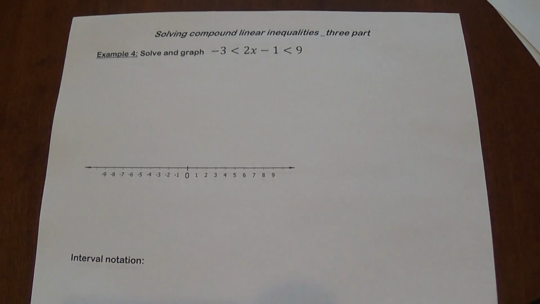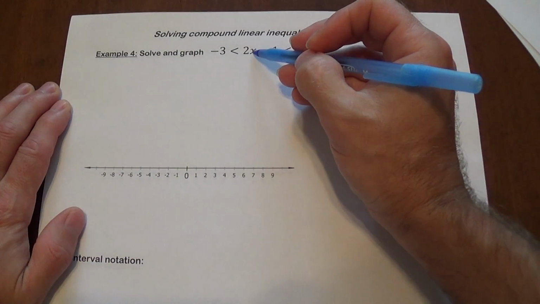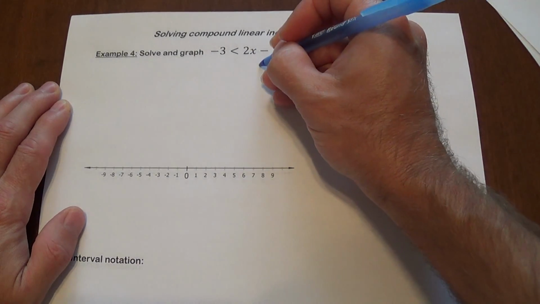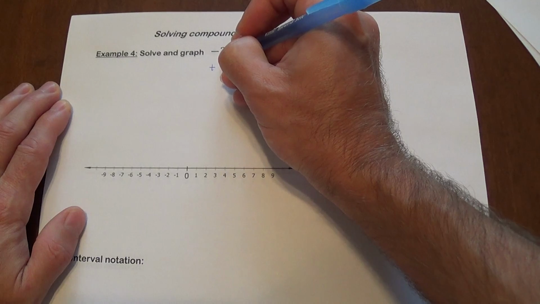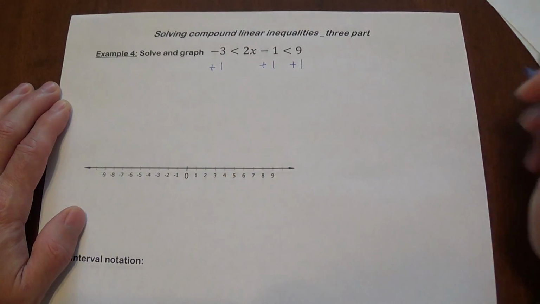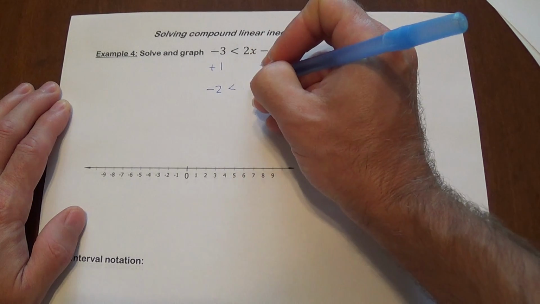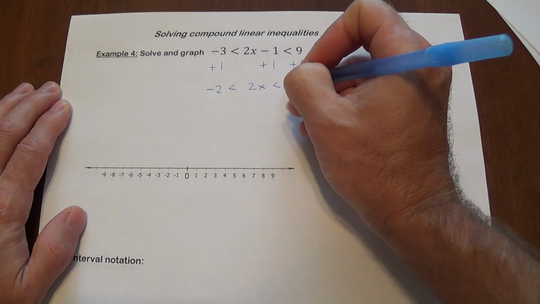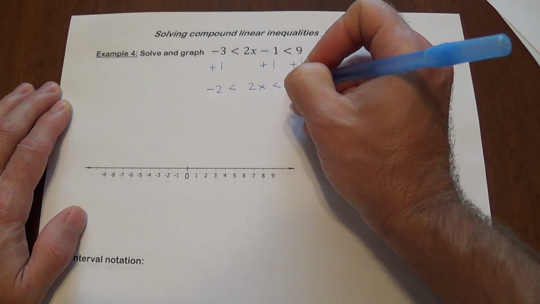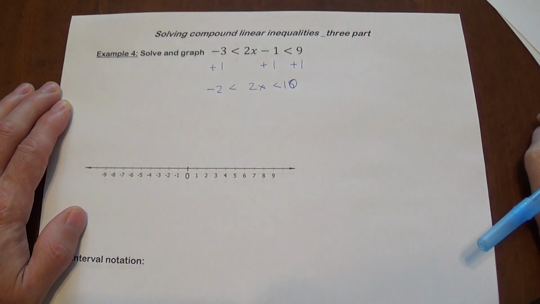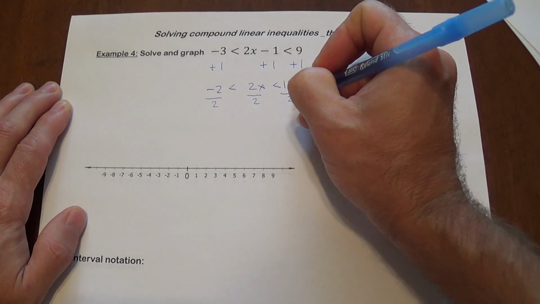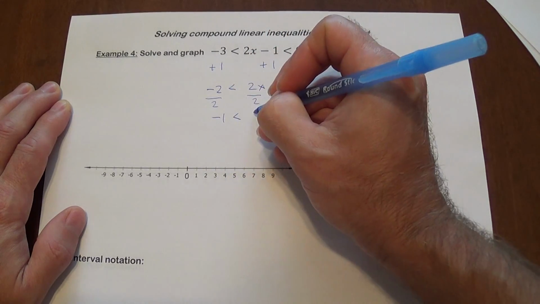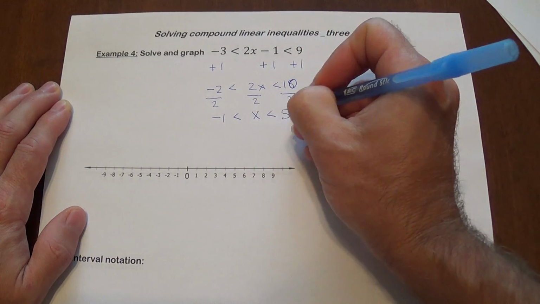This one, okay, so here we're going to have to do a bit more work, because it's not just 2x or x minus 1, it's 2x minus 1. So first we're going to have to leave x by itself. We're going to start by adding 1, just like we do traditionally with basic inequalities. This is going to give us -2 less than 2x less than 10. Right, now we're going to divide by 2. It's a positive number, so we don't have to worry about the signs. So -1 less than x less than 5.